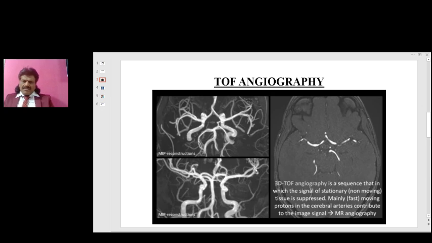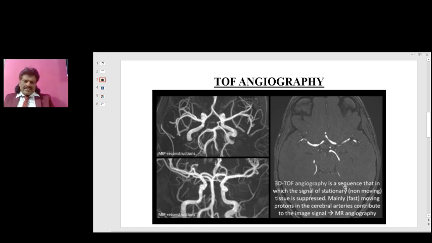So if we see this image, this is better appreciated. So this is the time of flight angiography. So you can see here how nicely the blood flow in the vessels are seen. So this is the time of flight sequence. So this is the 3D TOF angiography.